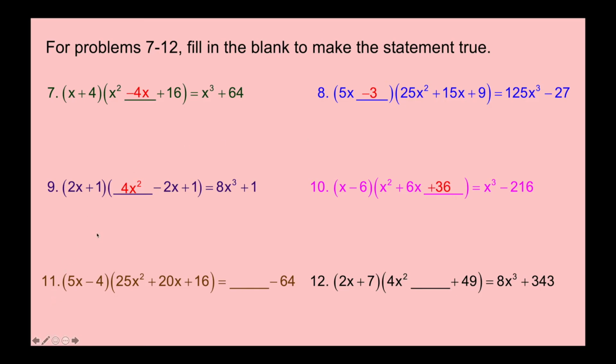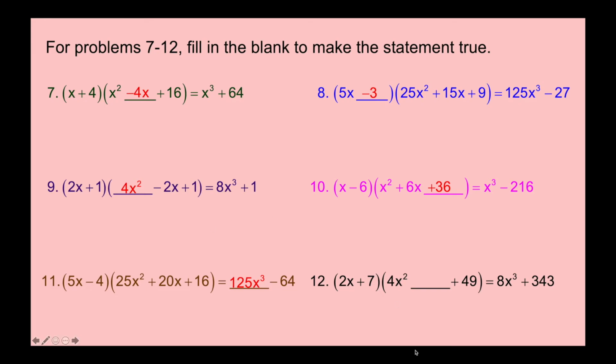For number 11, I'm missing the number over here. So we kind of want to look at the patterns that we've seen happening in 7 through 10. How did I get that first number here? Well, the way it works out is that if I multiply x times x squared, I'm going to get x to the third. Here, if I did 5x times 25x squared, I'd get 125x to the third. Here, if I did 2x times 4x squared, I'd get 8x to the third. And then over here, if I did x times x squared, I get x to the third. So with this one, if I do 5x times 25x squared, I should get 125x to the third.